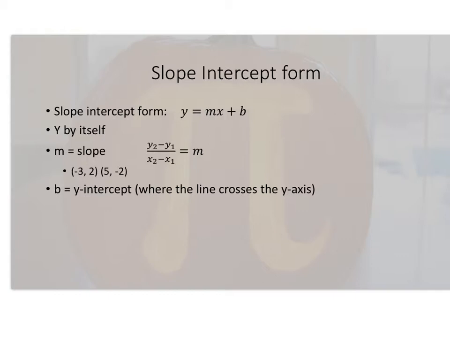When we are referring to slope-intercept form, we're of course referring to the y equals mx plus b format. And what that looks like in general is just the y is by itself with the m, or the slope, multiplied by the x variable, plus b, which is our y-intercept.